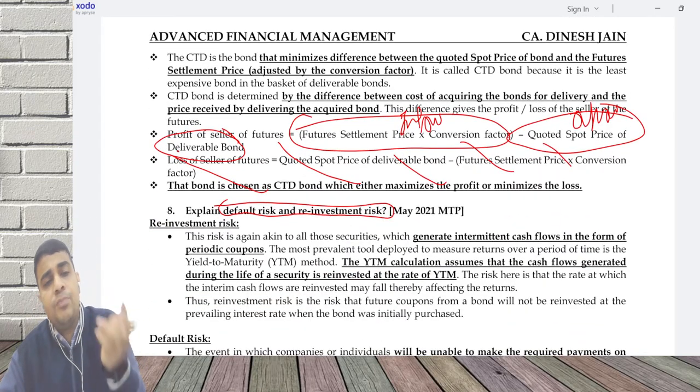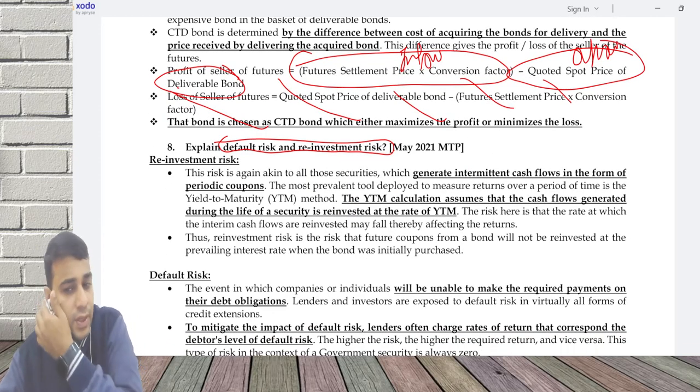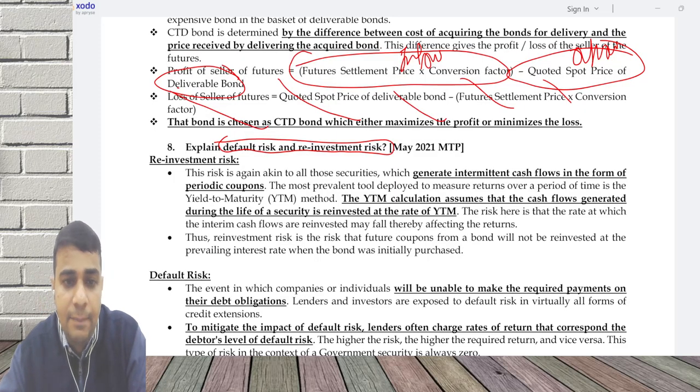Default risk is people not making payments on the debt obligation. This risk will be there in almost all credit transactions. You can eliminate it partly, or you can eliminate it through credit derivatives. An example is your credit default swap or CDO.